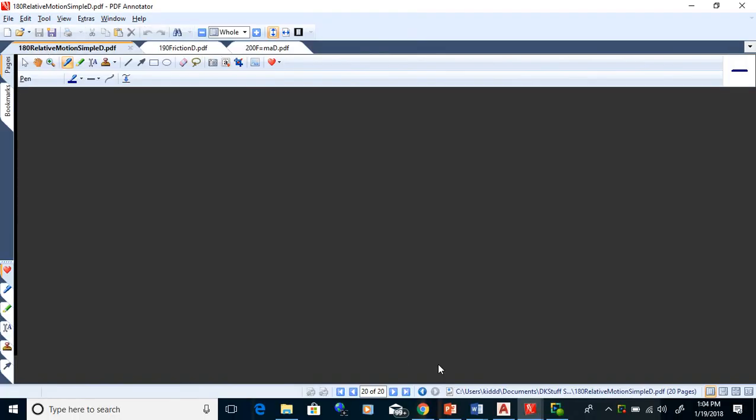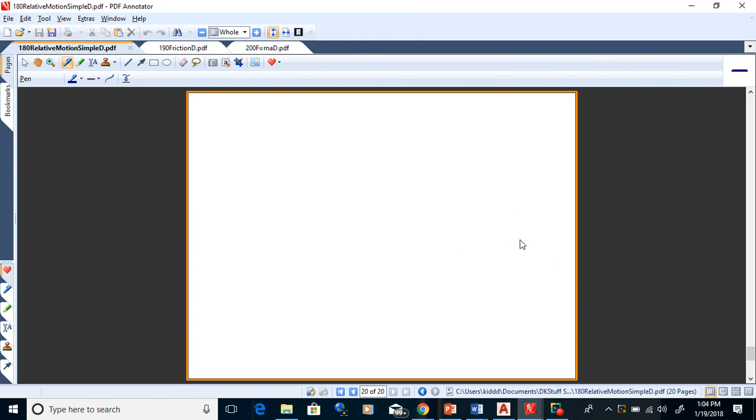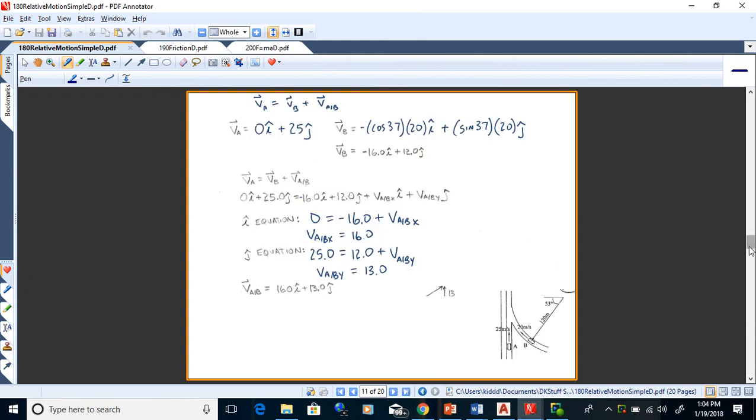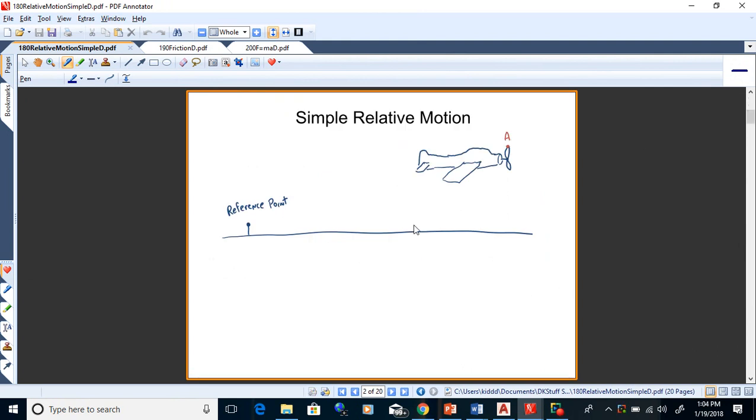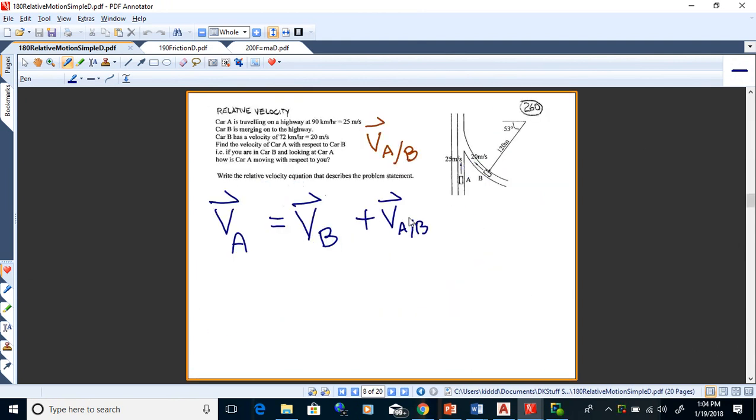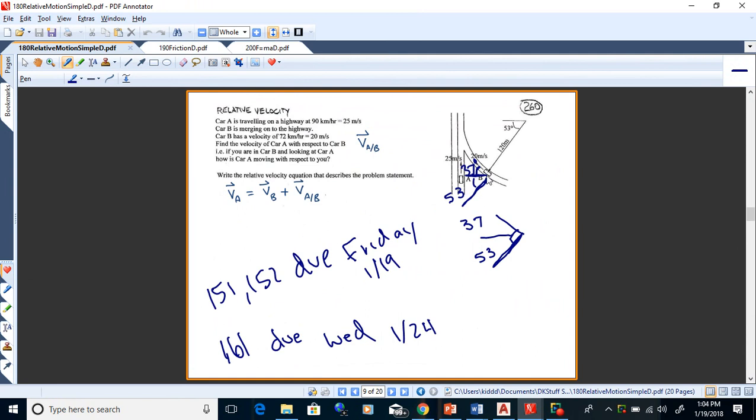All right, so let's finish up this relative motion here. What we're looking at is two cars. We're in the car on the ramp, and it's coming around on this circular ramp. We've got the radius and the angle for the car, and it's looking over at this other car going down the highway. So we want to get the velocity of A with respect to us at B. That's what we're trying to do here.